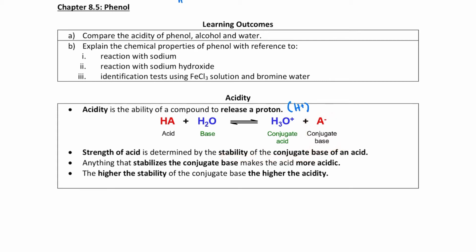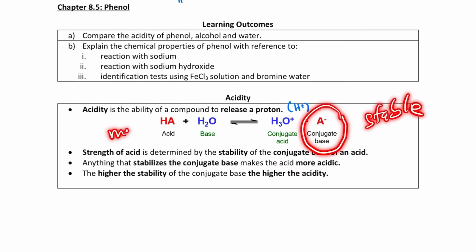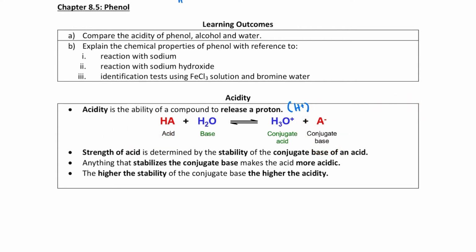Okay, so dia kata anything that stabilize the conjugate base makes the acid more acidic. That means kalau conjugate base ni lebih stable, so acid kita ni lebih acidic. Kenapa? Sebab kalau dia lebih stable, so maksudnya HA ni akan lebih banyak dissociate to produce A- lah, sebab A- lebih stable. Okay, so bila banyak yang dissociate, banyak H+ release, so dia adalah acid yang lebih kuat lah. So the higher the stability of conjugate base, the higher the acidity.